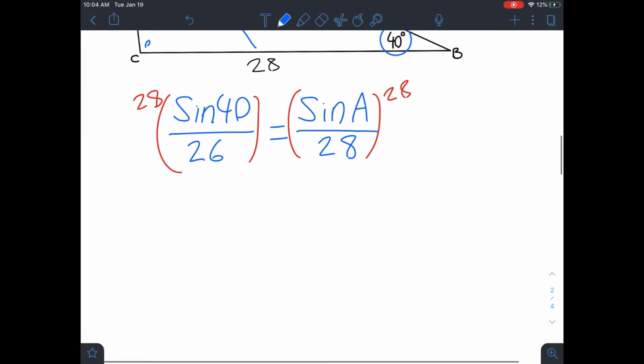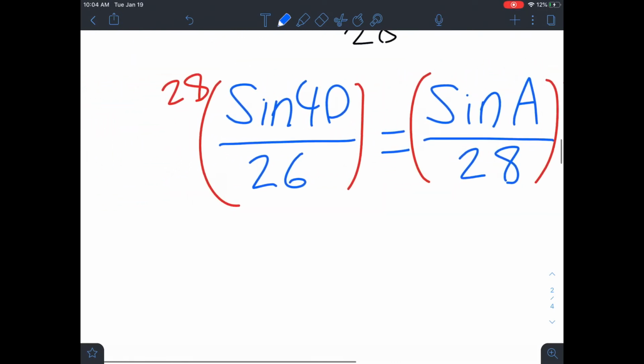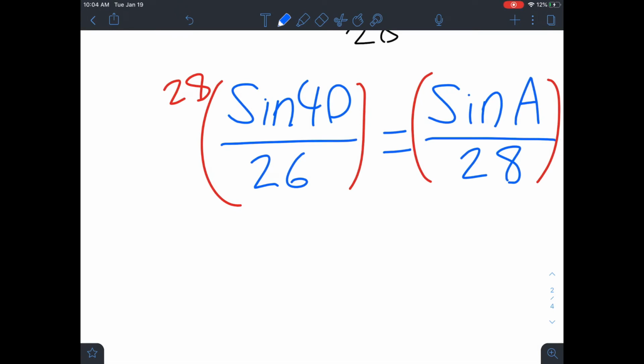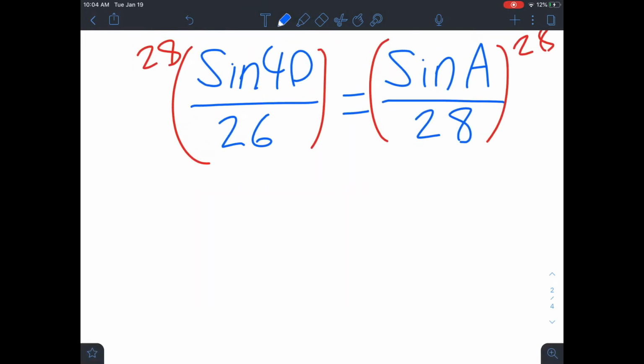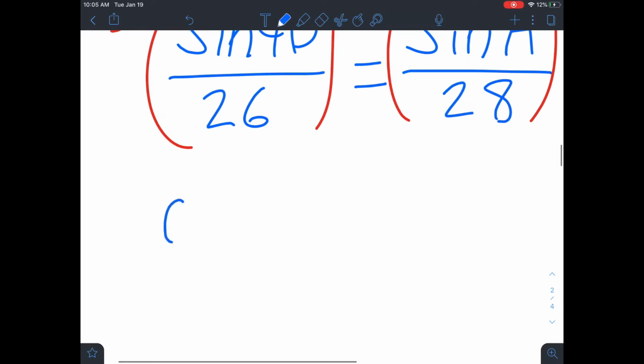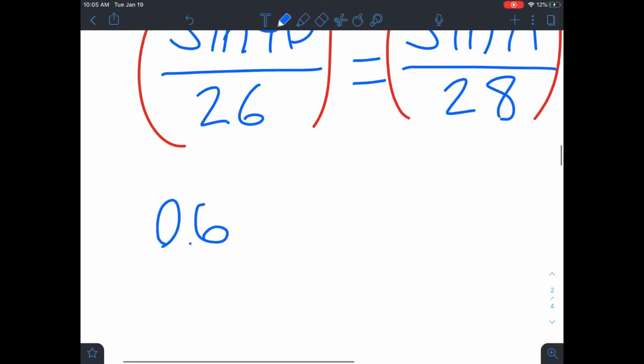That leaves us with sine A over here and 28 multiplied by sine 40 divided by 26. I'll just do that right now. So in your calculator, you have to write 28 times, press your sine button, then 40. It will give you the sine of 40. Now you have to press equals to get your final answer. After you get that answer, you can divide it by 26 to get the number that equals sine A.